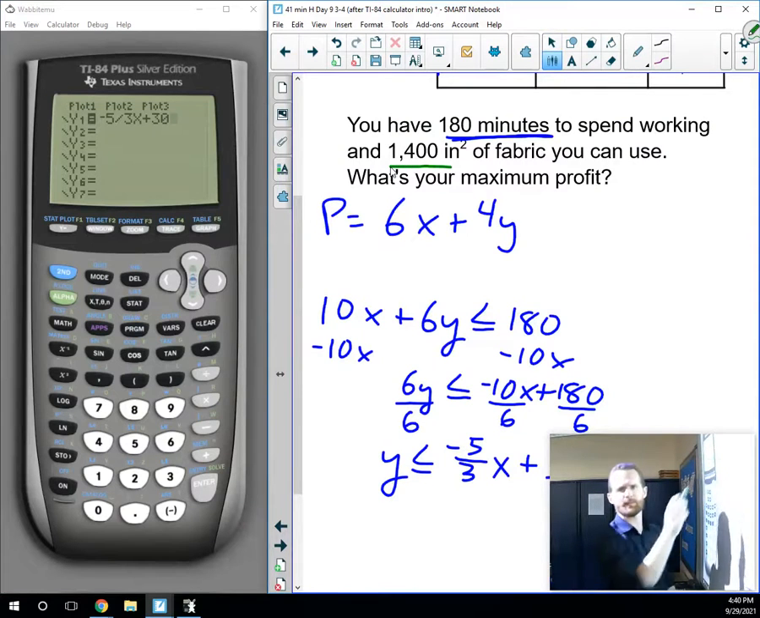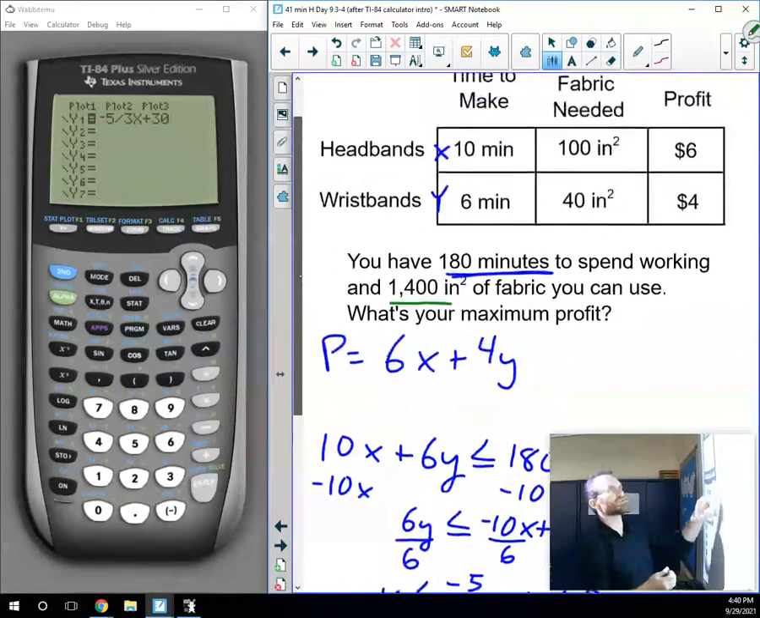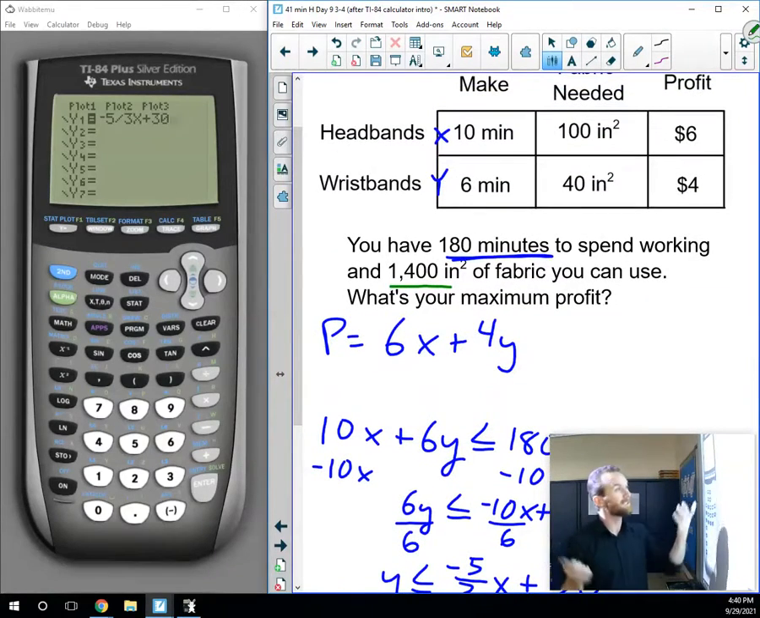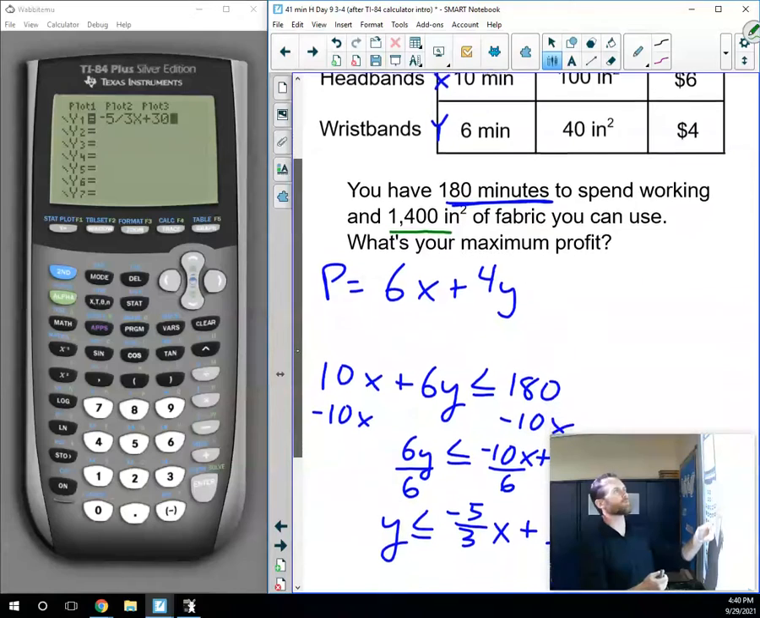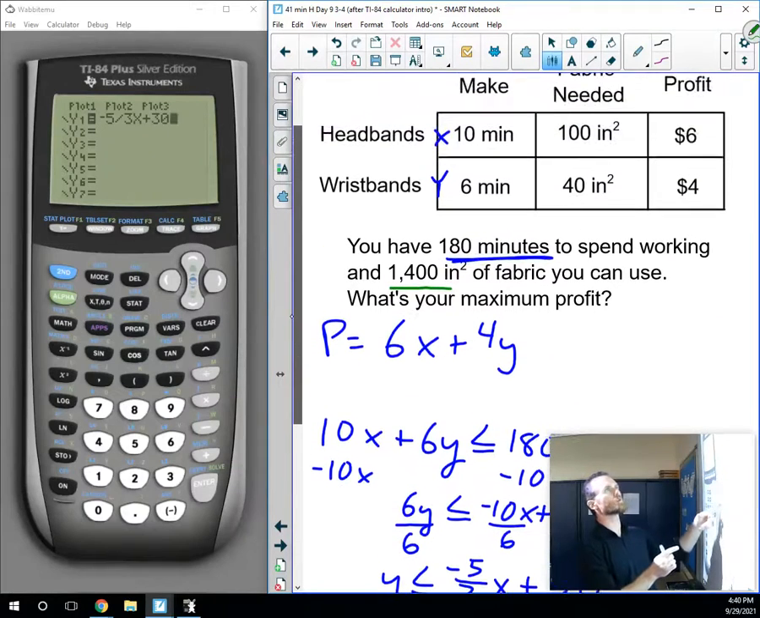Let's do this in green just to keep them separate. The 1,400. We don't have an unlimited amount of fabric. We are restricted. We are constrained. We are limited just because, that's how the world works, unfortunately. It'd be great if we had unlimited of everything, but resources are limited. What can you do? So 1,400 square inches.